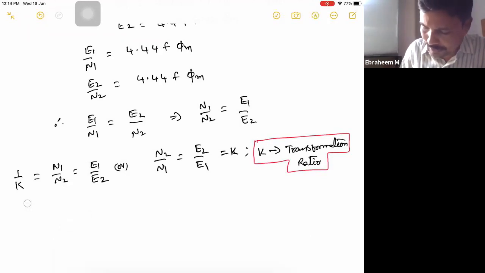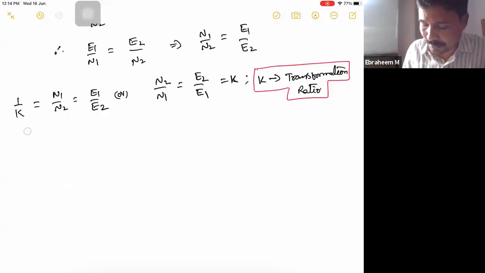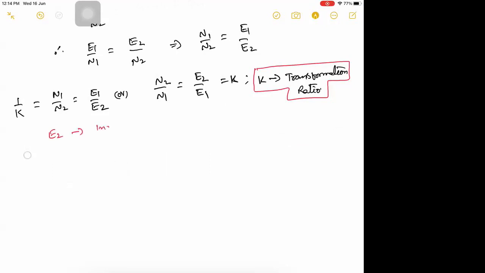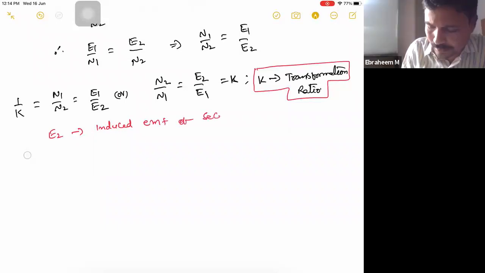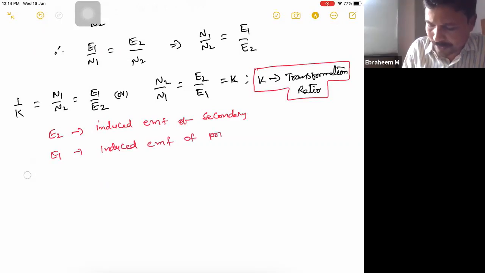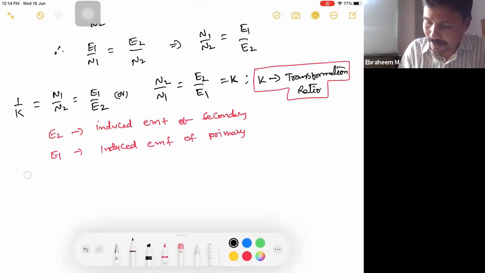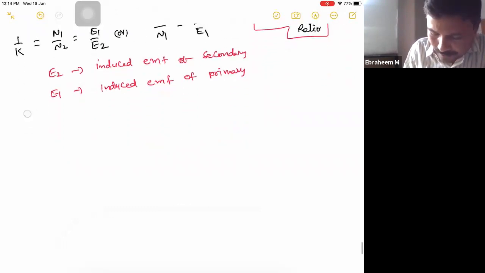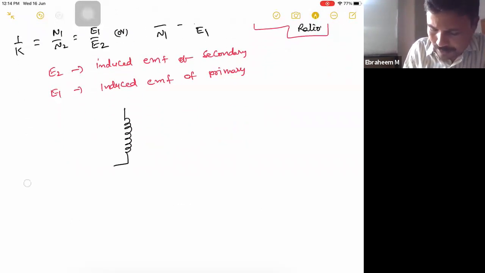So here, E2 by E1. What is E2? Induced EMF of secondary. E1 is the same, the induced EMF of primary, right? So these are different from the applied voltage. If I draw the transformer symbol here, I will be able to explain to you the difference between the applied voltage and the induced EMF.